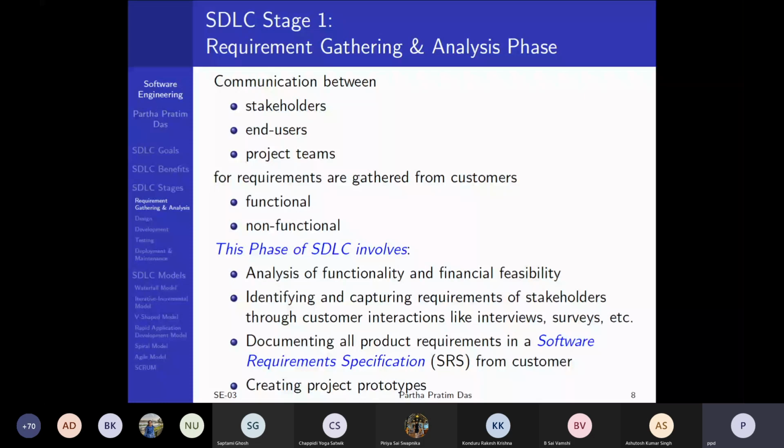This kind of inconsistency in the software requirement specification would be disastrous for subsequent project failures. And you might create certain small prototypes to show the customer what you have actually understood. So these are the most critical requirement gathering and analysis phases.